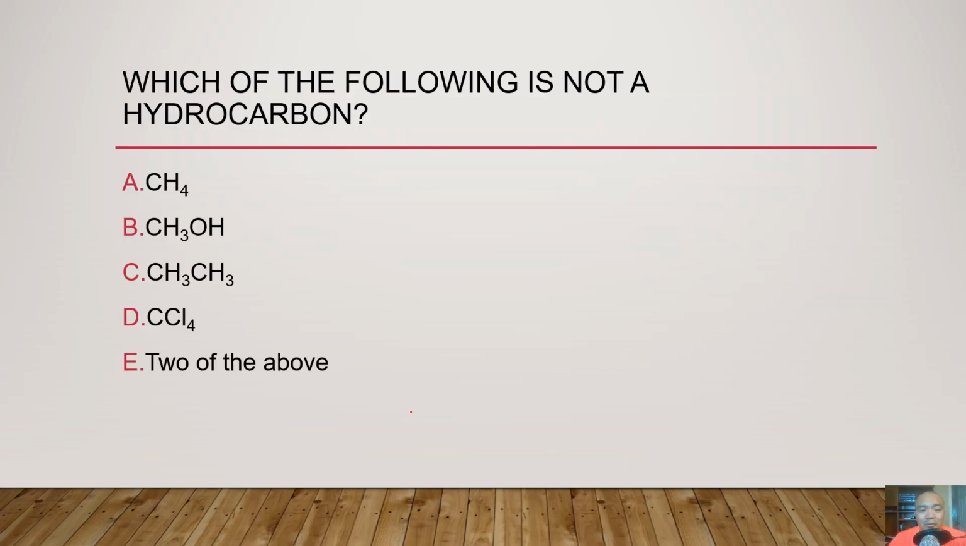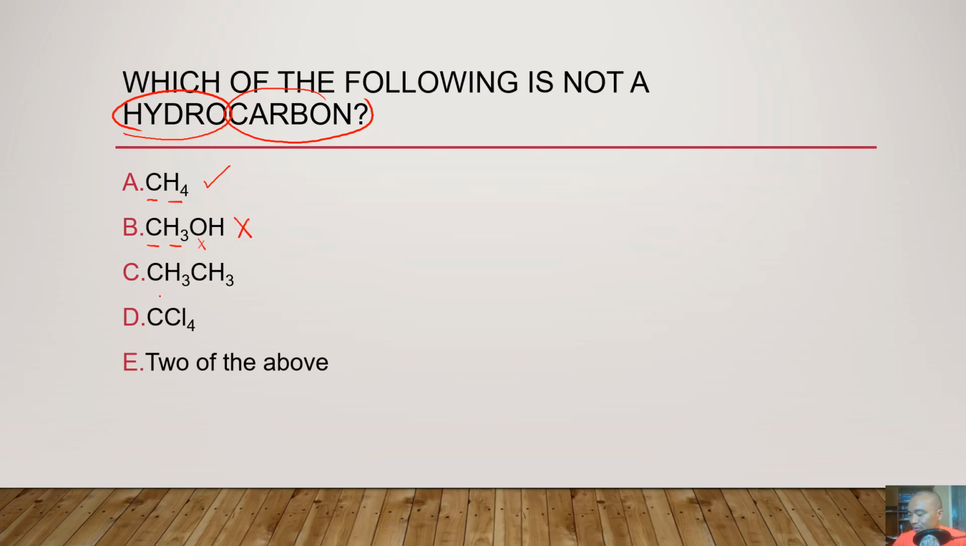Let's look at one more question. Which of the following is not a hydrocarbon? Do remember, what is a hydrocarbon defined as? A hydrocarbon contains hydrogen and carbon only. So this one has carbon and hydrogen, so it is a hydrocarbon. This one has carbon, hydrogen, and oxygen. No, so this one is not a hydrocarbon.